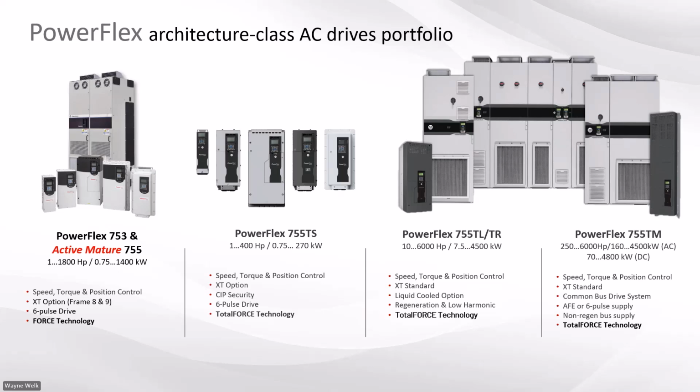We're just starting to migrate away from the 755 drives due to the fact that the 755 TS can do everything plus of what the 755 can do. The 755 TS does have also all the security that we had mentioned, the network security. Option cards are the same for all these drives, 755 TLs, TS, and TMs.